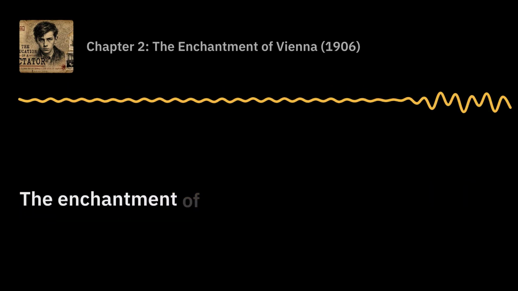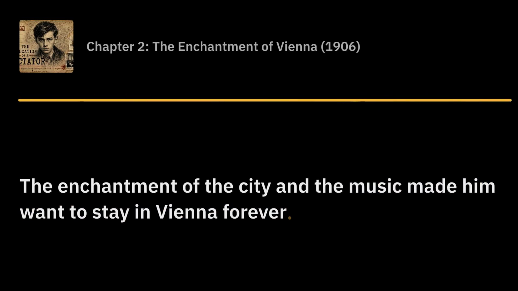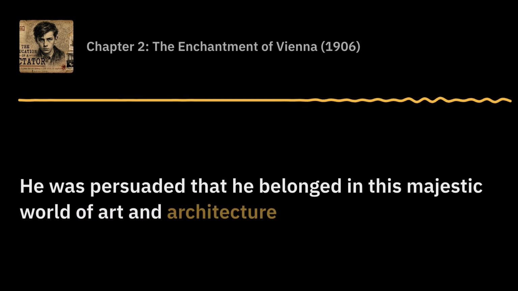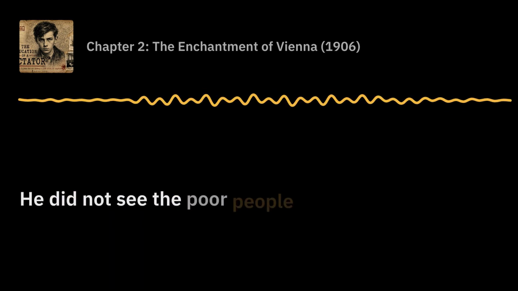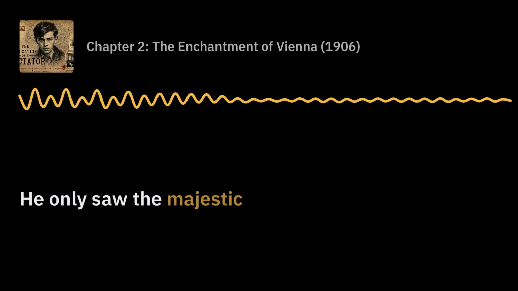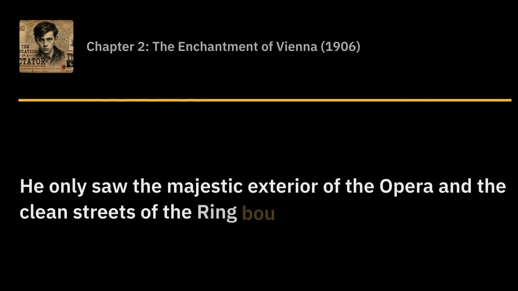The enchantment of the city and the music made him want to stay in Vienna forever. He was persuaded that he belonged in this majestic world of art and architecture. He did not see the poor people or the hungry children in the suburbs yet. He only saw the majestic exterior of the opera and the clean streets of the Ring Boulevard.